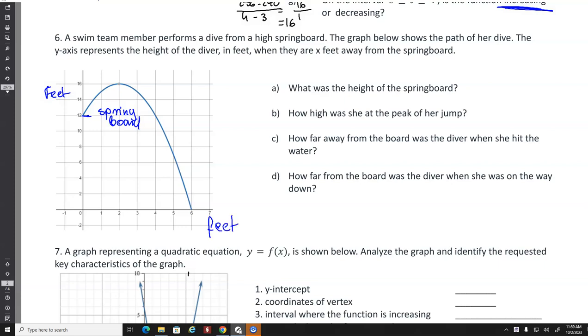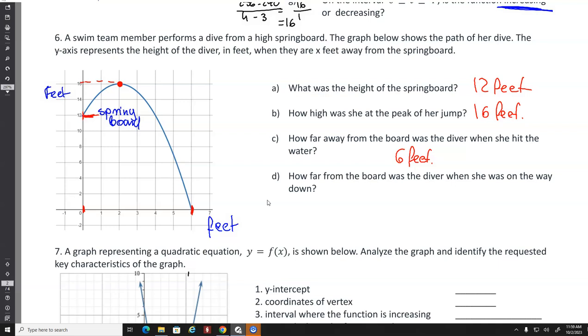So what was the height of the springboard? It starts at 12 feet. How high was she at the peak of her jump? Right here at the top, the highest point, she was at 16 feet. How far away from the board was the diver when she hit the water? From 0 to here, when she hit the water, she was 6 feet away.